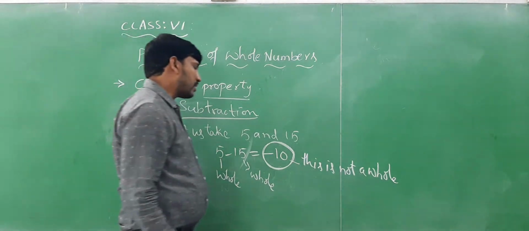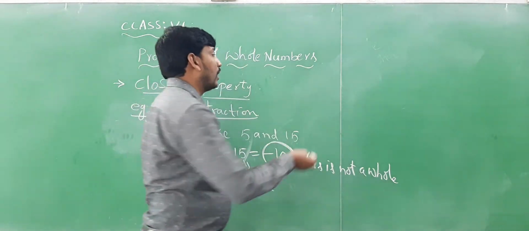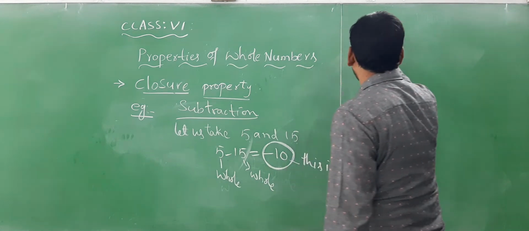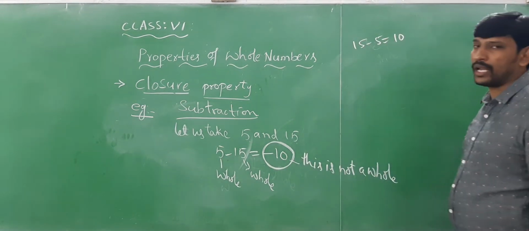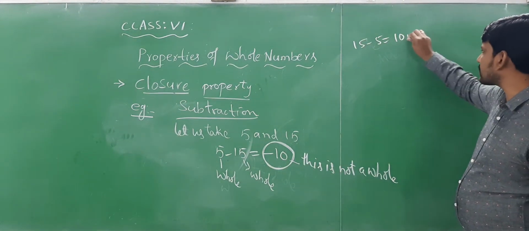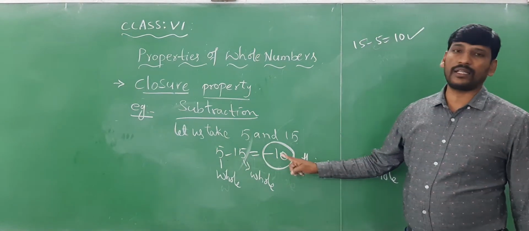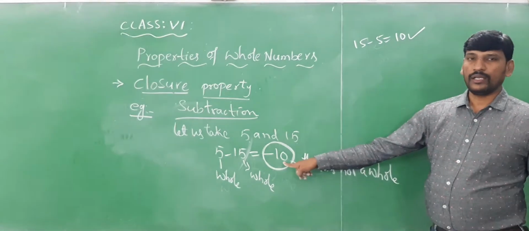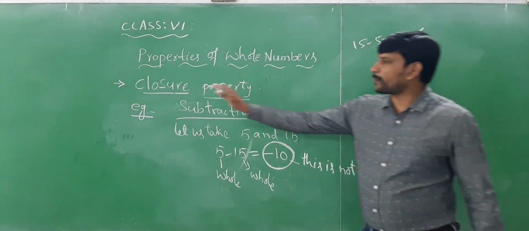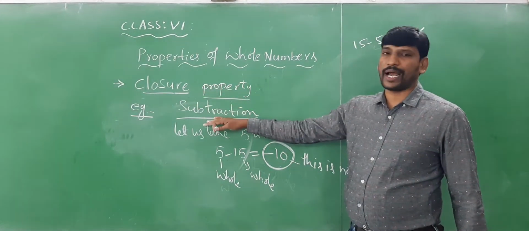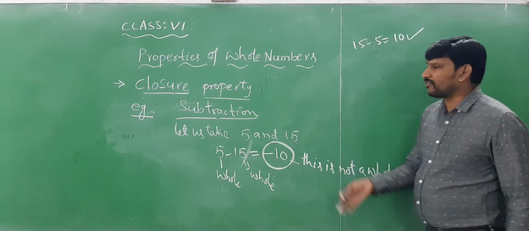Take any two numbers. You may say, sir, 15 minus 5 is 10, and in this case it is satisfied. But 5 minus 15 is equal to minus 10, and in this case it is not satisfied. For closure property to be satisfied under subtraction, it would have to be satisfied in every condition.